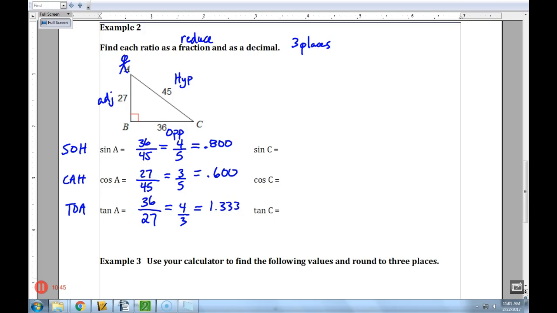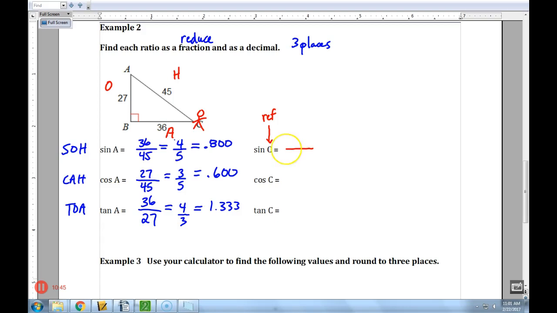Now we got to change the picture up a little bit. I'll do these in red. Now we change the picture because our reference angle changed. Our reference angle now changed to C. So I got to put my guy over here at C. I label my picture hypotenuse, opposite, adjacent. Sometimes I just use H, O, and A. After you start doing a few problems, you may want to write a little bit less.